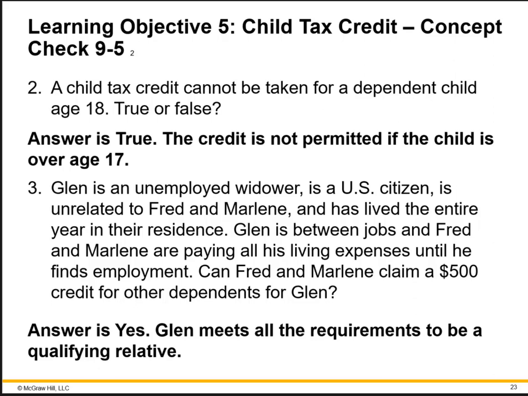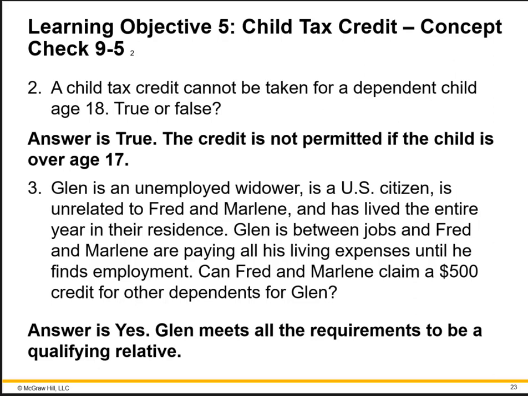Child tax credit cannot be taken for a dependent child age 18. That's true. Not permitted if the child is over 17. Remember, they turn 18. Glenn is an unemployed widower, is a U.S. citizen, is unrelated to Fred and Marlene, and lives with them the entire year in their residence. So they're not related. Glenn is between jobs and Fred and Marlene are paying all his living expenses, provides everything he needs. Can Fred and Marlene claim a $500 credit?